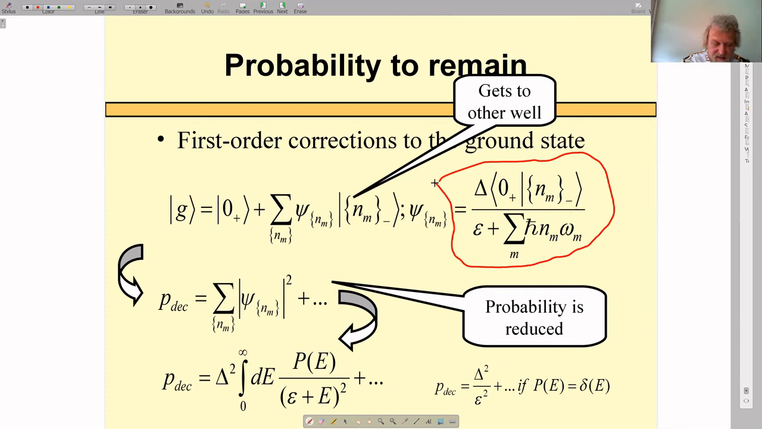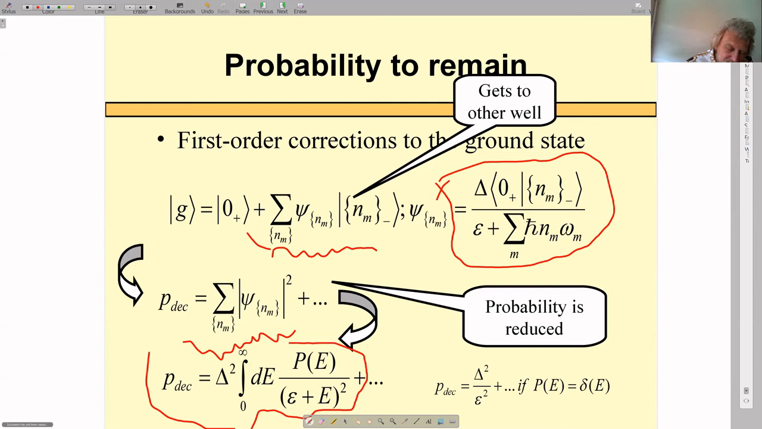Computing these coefficients, a small delta perturbation makes corrections to the ground state, makes it mixed with other states. One needs to compute the coefficients of this mixing. So the probability is the sum of these coefficients. Right, for the impurity, you summed up over different K states. Here we need to sum up over all possible states of the environment. And the answer can be expressed again in terms of P of E. So P of E is useful for transition rates, but also for the delocalization probability.